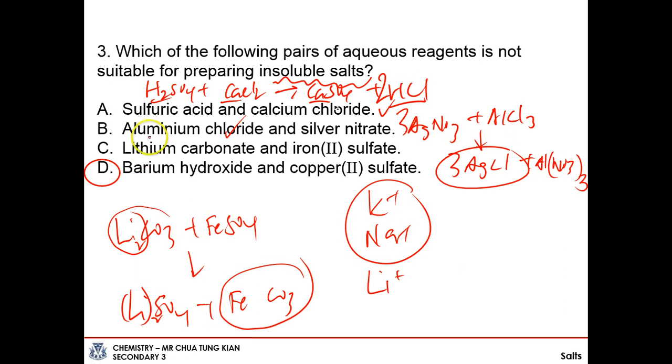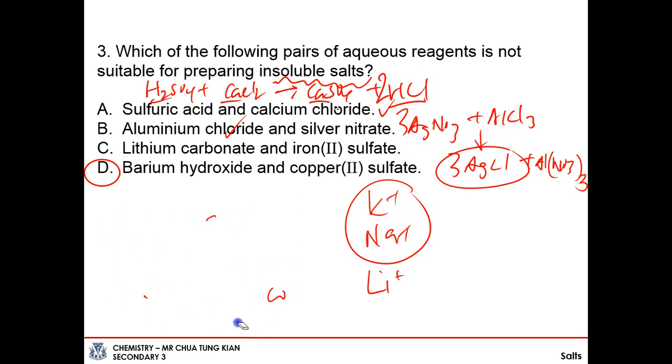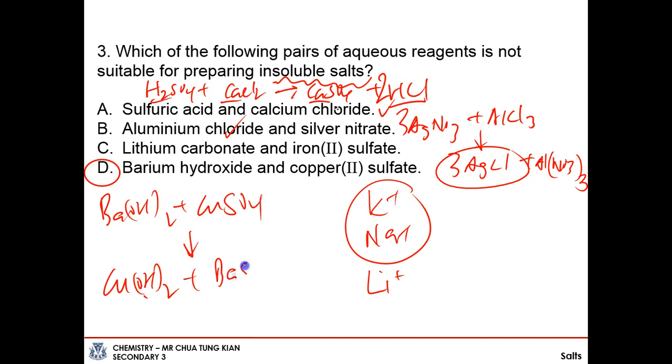The last one is barium hydroxide and copper(II) sulfate. This is a bit special. Why? Barium hydroxide plus CuSO4 gives you Cu(OH)2 plus BaSO4. Then you realize that actually this is insoluble in water and this is insoluble in water. So you have two insoluble salts. There's no way to separate them out. So this is not the correct way to prepare insoluble salts.